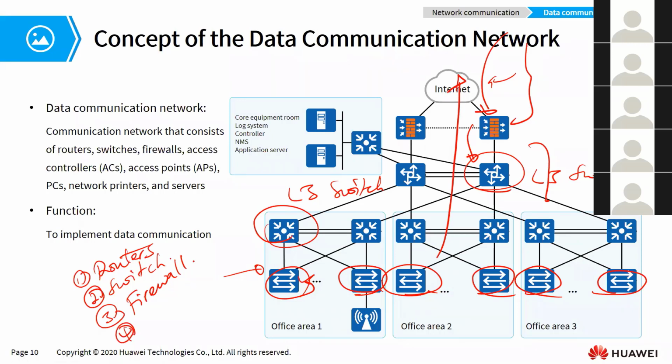The fourth device we have is the access controller, but we are going to look at access controllers. They help control access points, which is the fifth device in our network. Access points such as this one. Now, of course, we also have PCs, we have servers, we have printers, and so on and so forth.